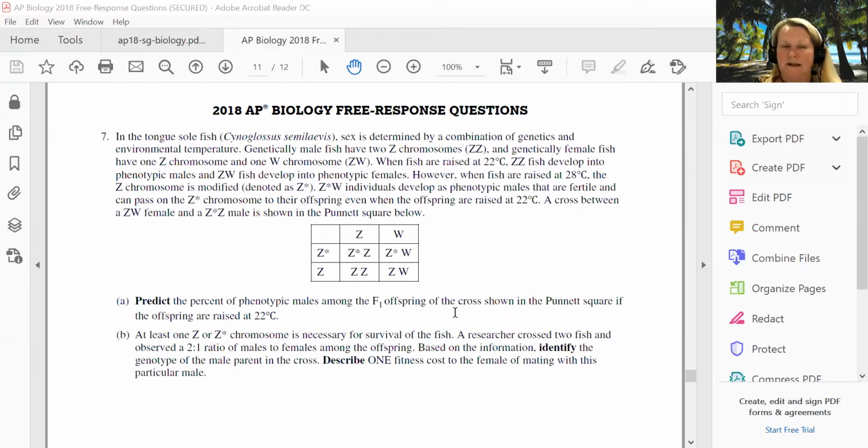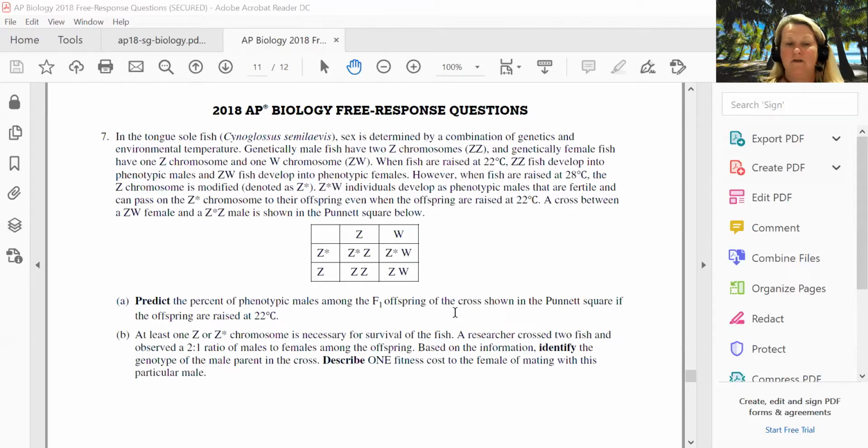Now, part B is a little trickier, I think. At least 1 Z or Z0 chromosome is necessary for the survival of fish. A researcher crossed 2 fish and observed a 2-to-1 ratio of males to females among the offspring. Now let's stop there for a second. You may remember from our genetics unit that if you get a 2-to-1 ratio of anything when you're doing these crosses, especially when you're looking at just a single gene or a single chromosome like we are here, the highest number of outcomes you could get would be 4, right? 1 for each square, 2 by 2, 4.